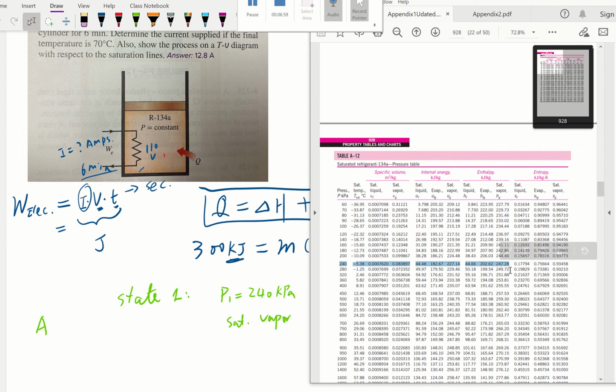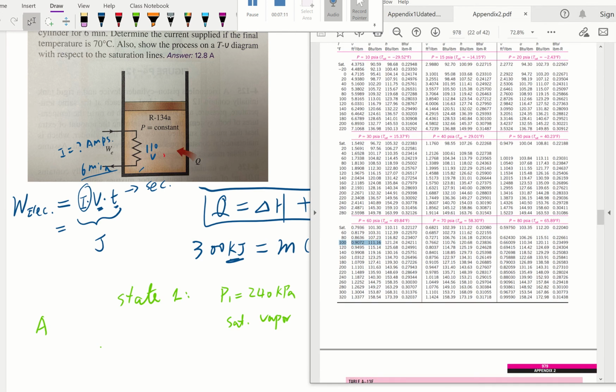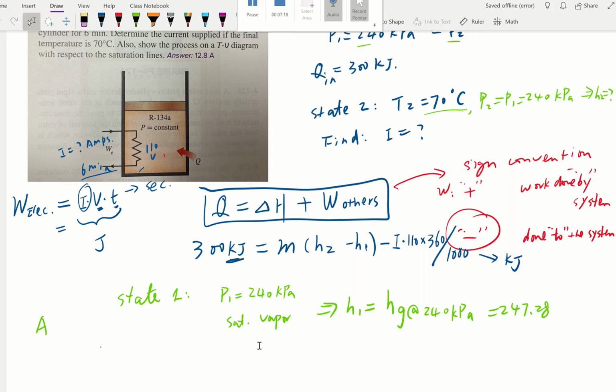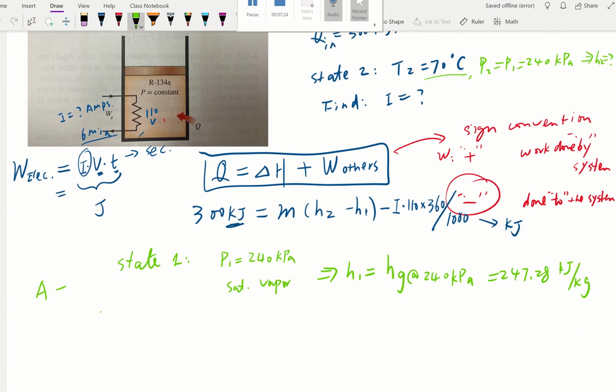So that's 247.28. That's going to give us Hg in kilojoule per kilogram. So we find our H1. That's our table A12.